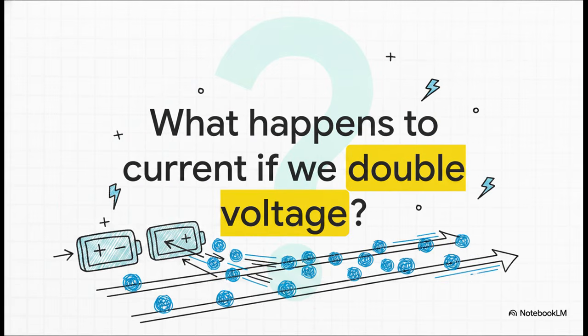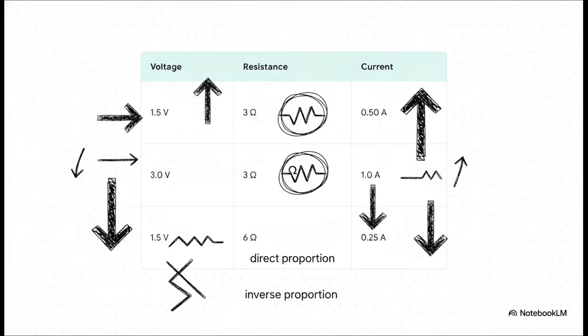But before we get into the hard data, I want you to actively think about this for a second. Take a guess. What do you think happens to the electron traffic when we keep our narrow road, the resistance, exactly the same, but we push twice as hard with our battery voltage? Any ideas? Well, the answer lies in the numbers.